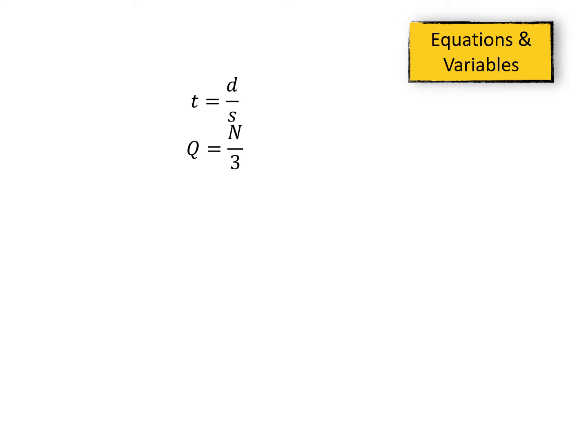Time is equal to distance divided by speed. Queuing time is equal to the number of people in the queue divided by 3.